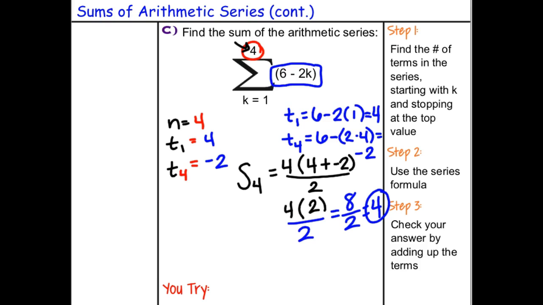And if we wanted to find term 1, 2, and 3 as well, we could do that. We're decreasing by 2, so it'd go 4, 2, 0, negative 2. 4 plus 2 is 6, plus 0 is 6, plus negative 2 is 4. So we know that it is correct.